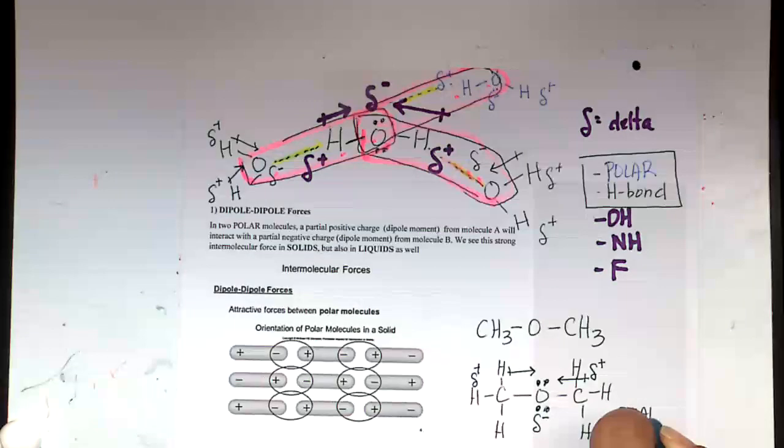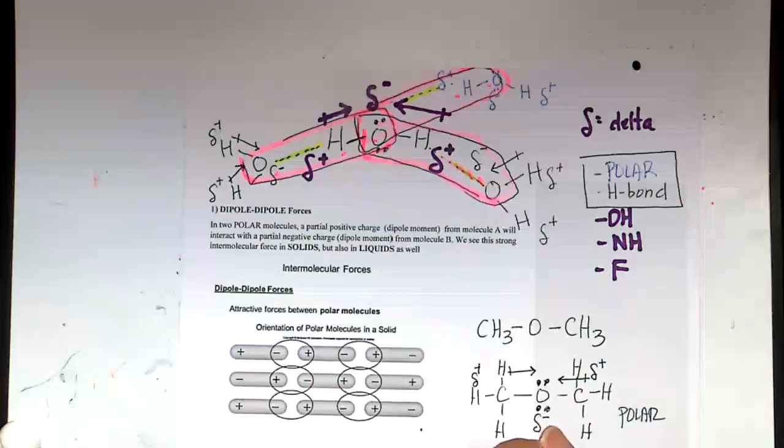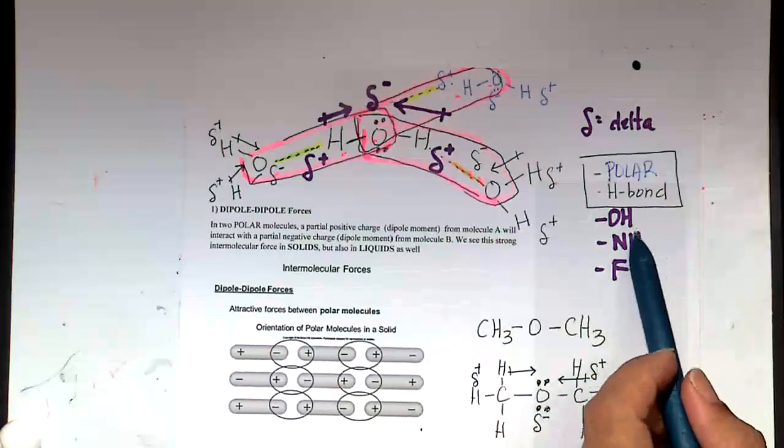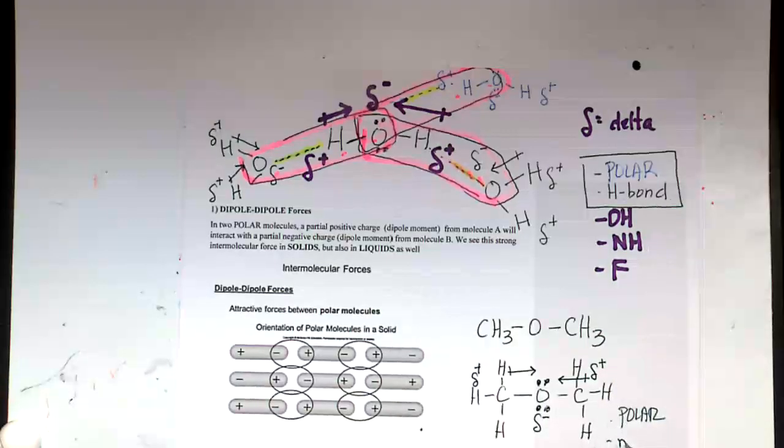Polar. Okay, the oxygen is pulling, but can it hydrogen bond? No. Okay, do you see an OH, NH, or F here? First of all, there's no F. Okay, there's no fluorine. Okay, see anything? So this is polar, but no hydrogen bond.